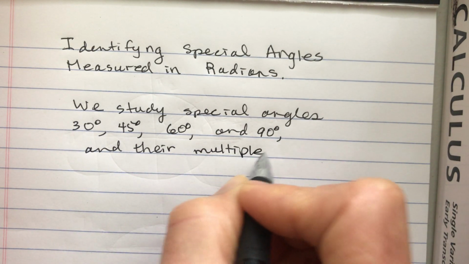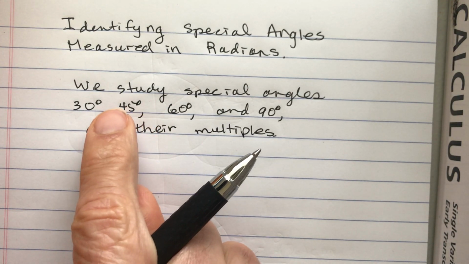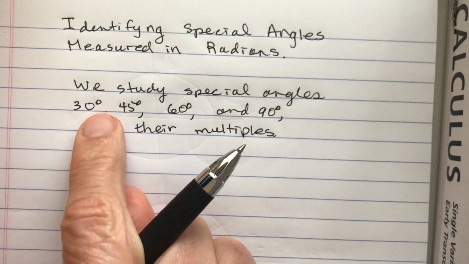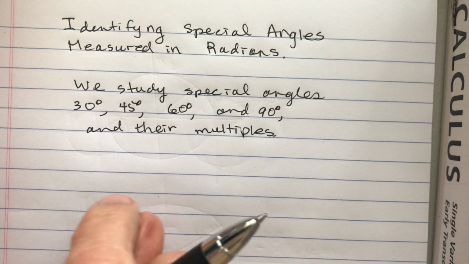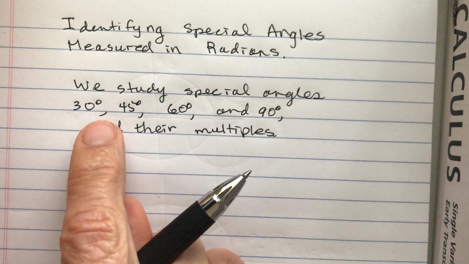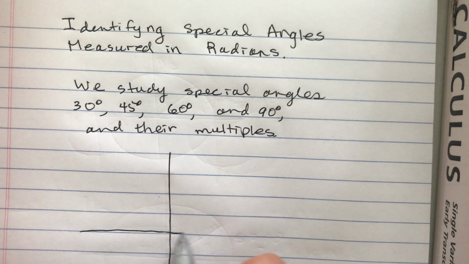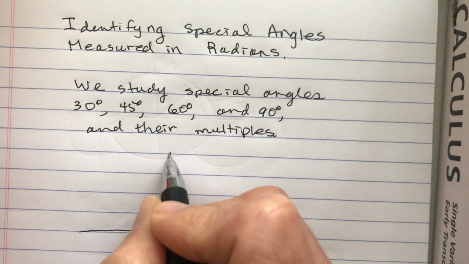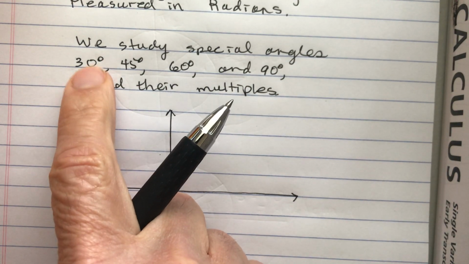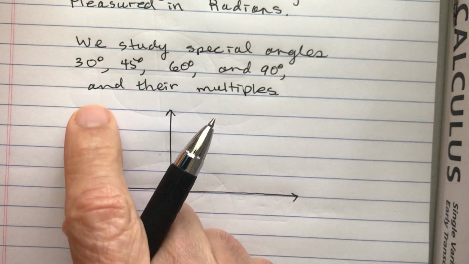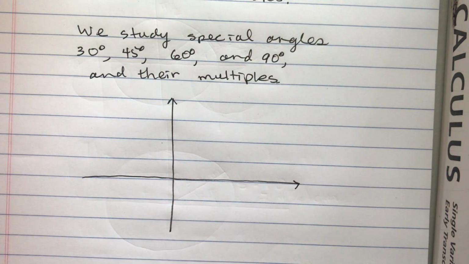So why do we like these angles? Well, the reason is that if we have right triangles that have these angles, we can actually find the length of the sides of those right triangles using the Pythagorean theorem. So we stick with those a lot, even though in applications you might not get 30 degrees, it's a good way to learn trigonometry.